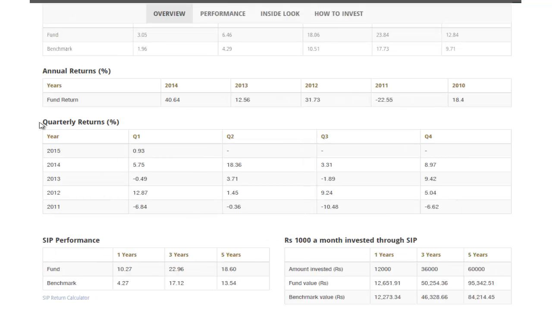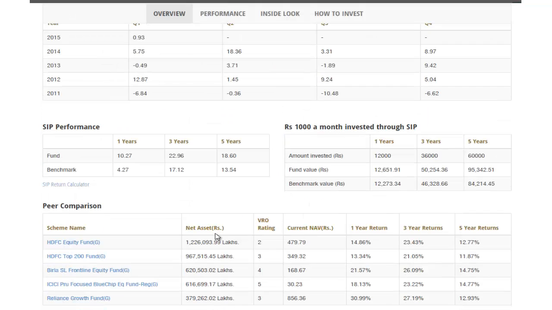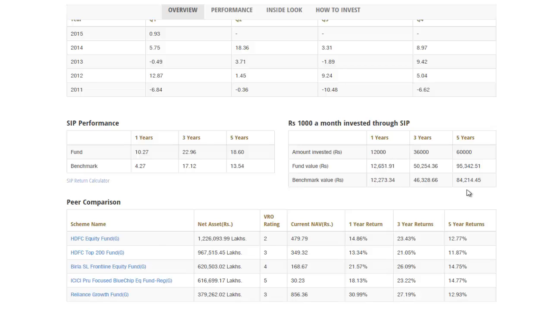You can go down further to look at the quarterly results, the SIP performance. So what is the performance of this fund? Had you been investing at regular monthly intervals, then what return would you have expected? It also tells you roughly, if you invest 1000 rupees a month in SIP, then how much it would have become in 5 years, 3 years and 1 year.